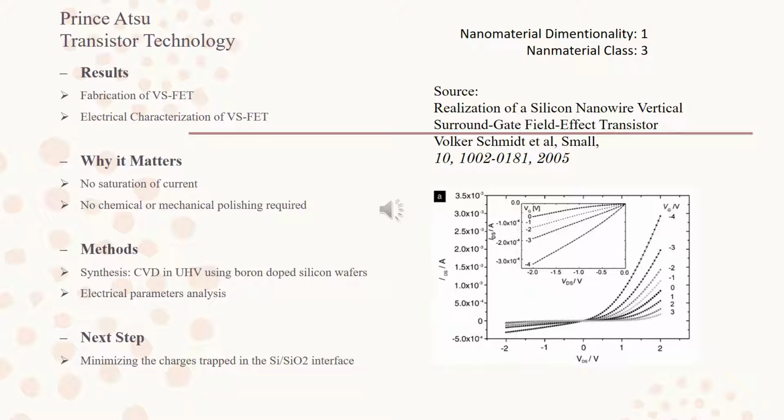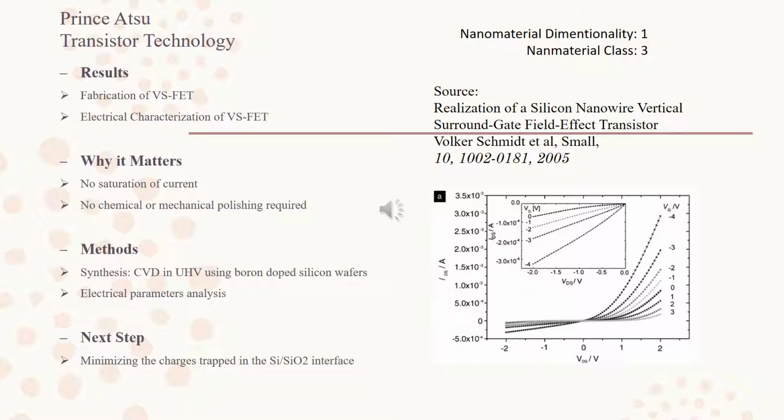Presenting on realization of silicon nanowire vertical surround gate field effect transistors by Schmidt et al., published in 2005 by Small. So semiconductor nanowires have important applications in miniaturization in microelectronics.